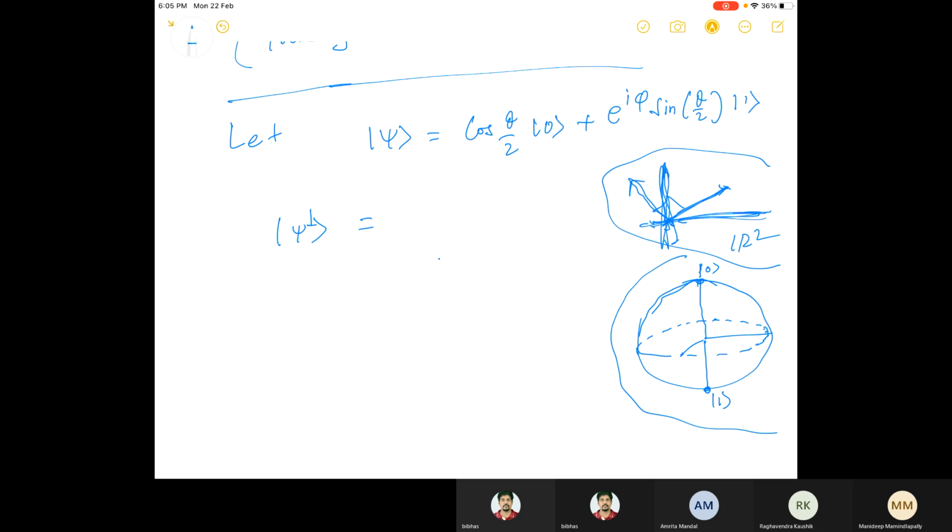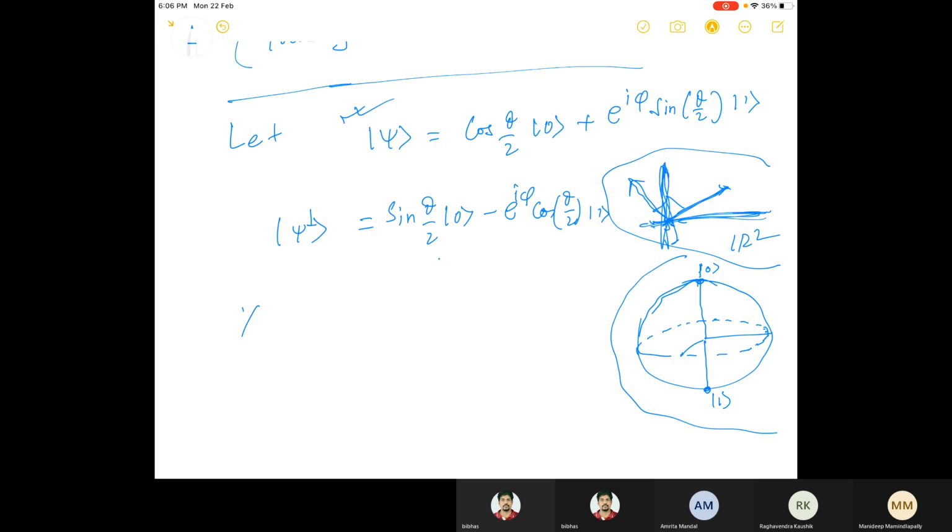Now, we started with a state psi, and then we have psi perp. My question was, can you give me a state which is orthogonal to this psi? Let me just write one. I think you can guess it, but still let me write one. I think this will do the job. Then you can see that they will be orthogonal.